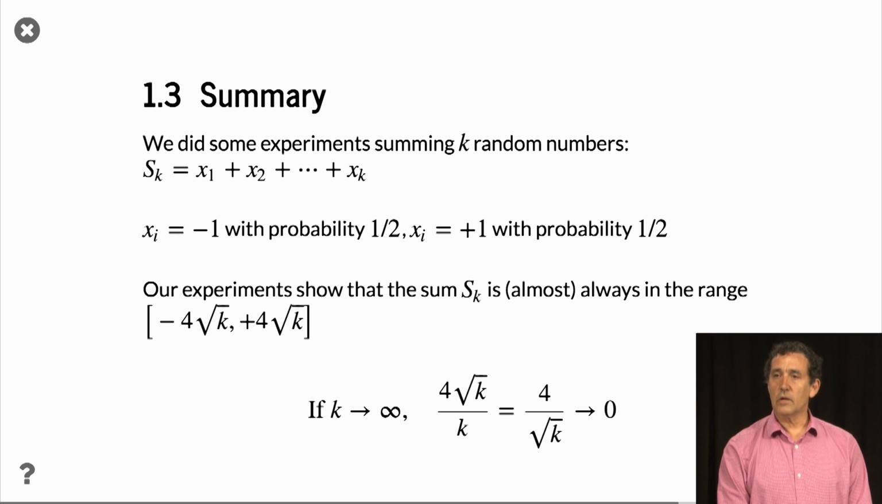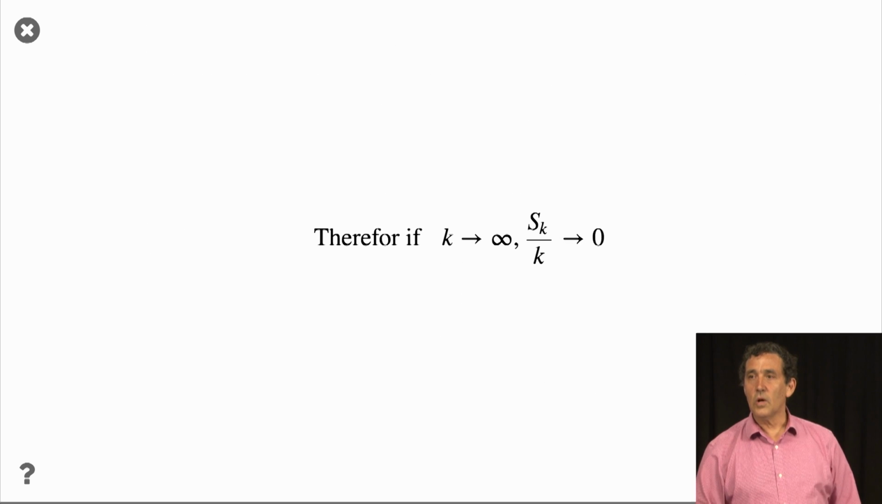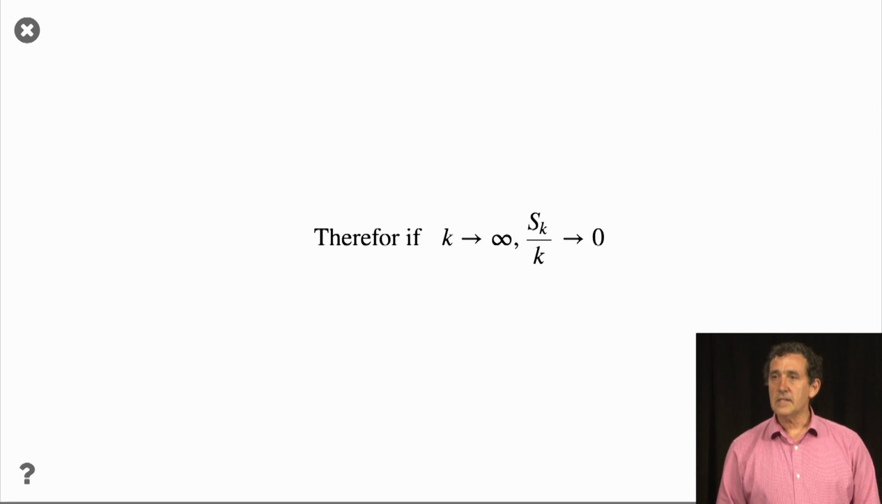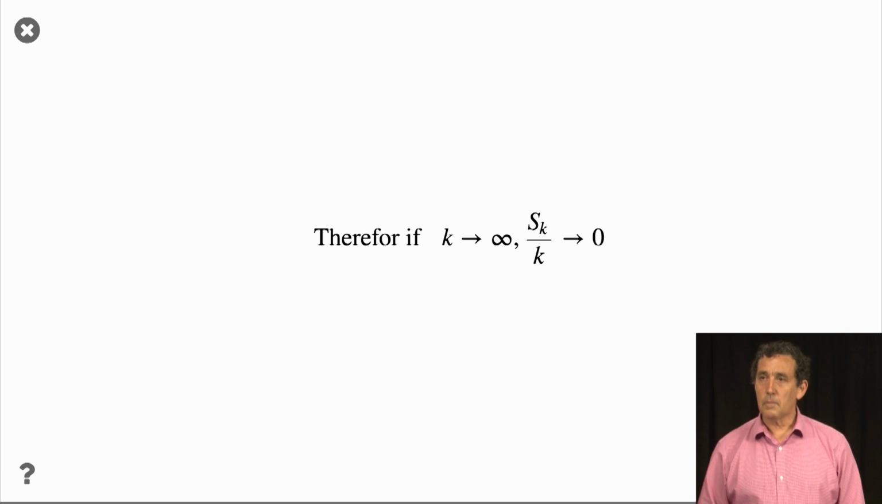Okay, so we can write it this way. If k goes to infinity, we have 4 square root of k as the range divided by k. So that is 4 divided by square root of k, which goes to 0 as k increases. And so what we can say is that Sk relative to k, so the ratio of the difference between heads and tails divided by k, goes to 0. And that's basically what we mean by the probabilities being half and half.